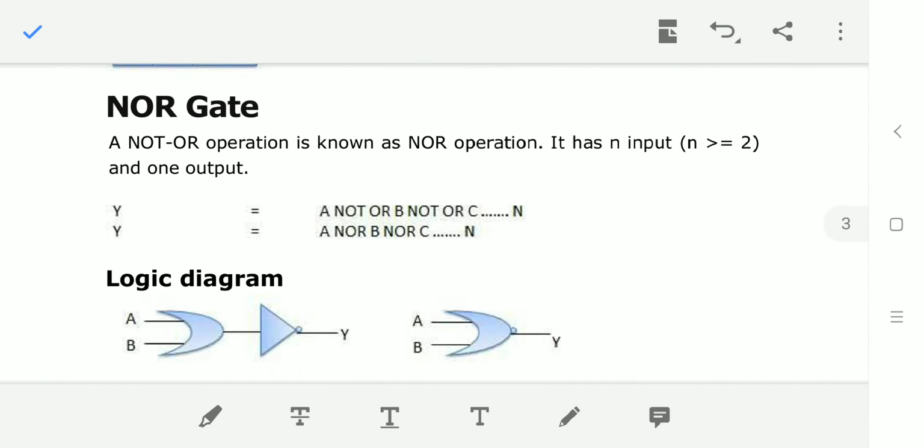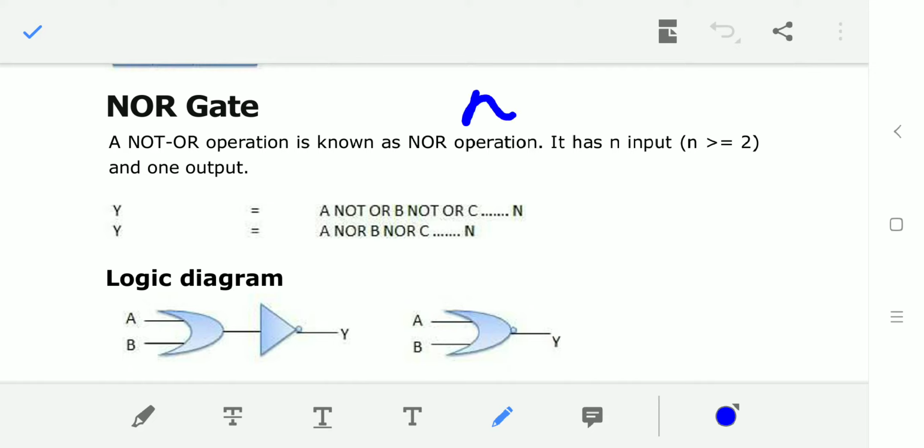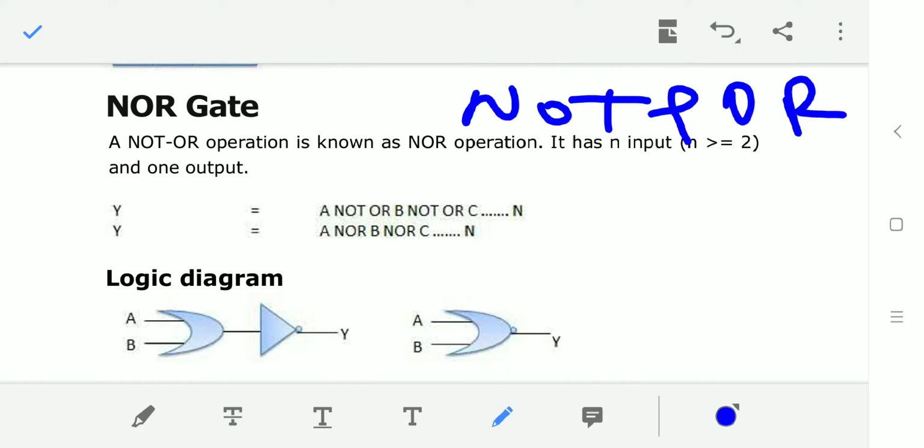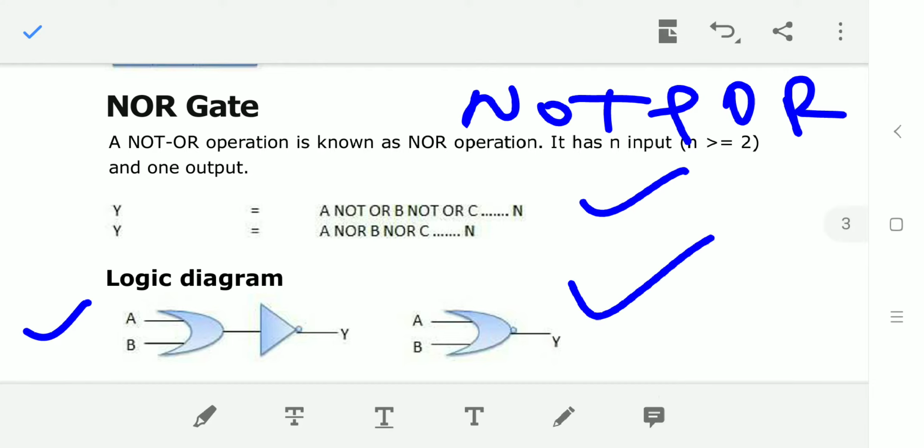This is the NOR gate. This is also the combination of NOT plus OR gate. A NOT OR operation is known as NOR operation. It has n inputs, n is greater than or equal to 2, and 1 output. Y is equal to A NOT or B NOT or C. This is the logic diagram. First you combine the OR and NOT gate, and after that it will be considered in this way.